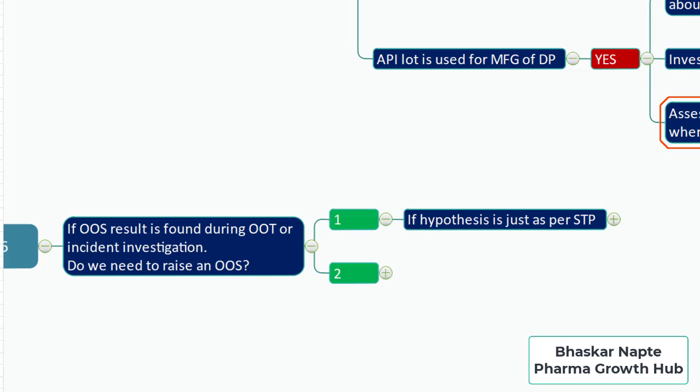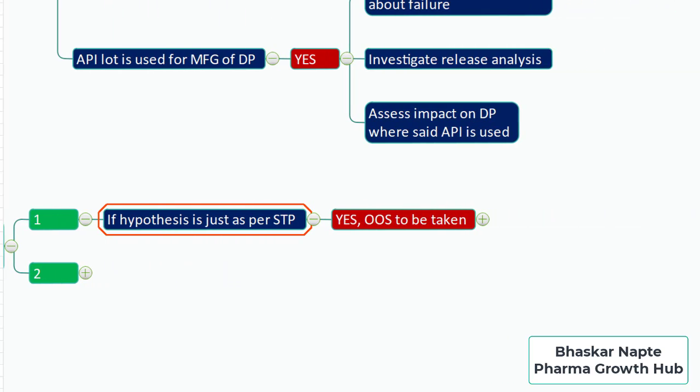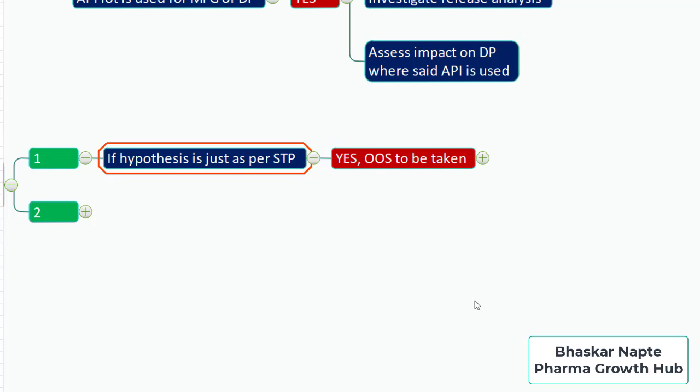If I use the wrong filter paper, if I use the right filter paper, if I do not saturate the filter paper, there could be multiple hypothesis experiments you can build. Now, if the hypothesis is just as per the standard test procedure, and you come across an out of spec result, what do you think? Do you need to raise an OOS? Certainly yes, because you are not deviating from the procedure and the result is out of spec. That may ask you to investigate the failure through the OOS.